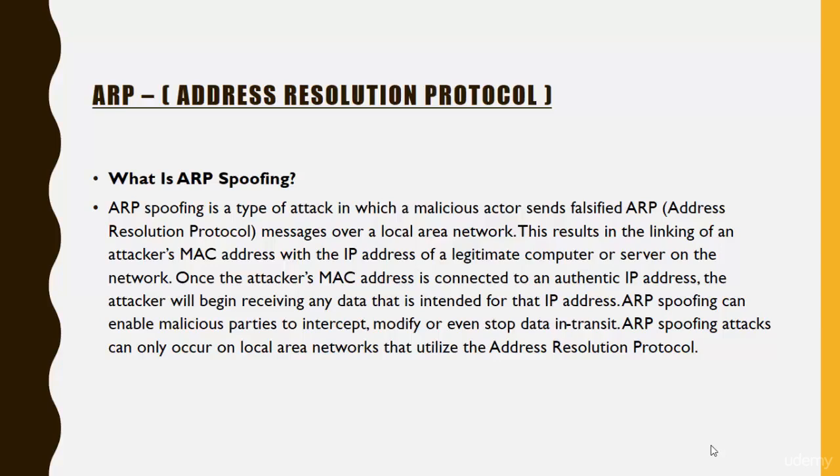So ARP spoofing is a type of attack in which a malicious actor sends falsified ARP messages over a local area network. This results in the linking of a MAC address with the IP address of a legitimate computer or server on the network. Once the attacker's MAC address is connected to the IP address, the attacker will begin receiving any data that is intended for the IP address.